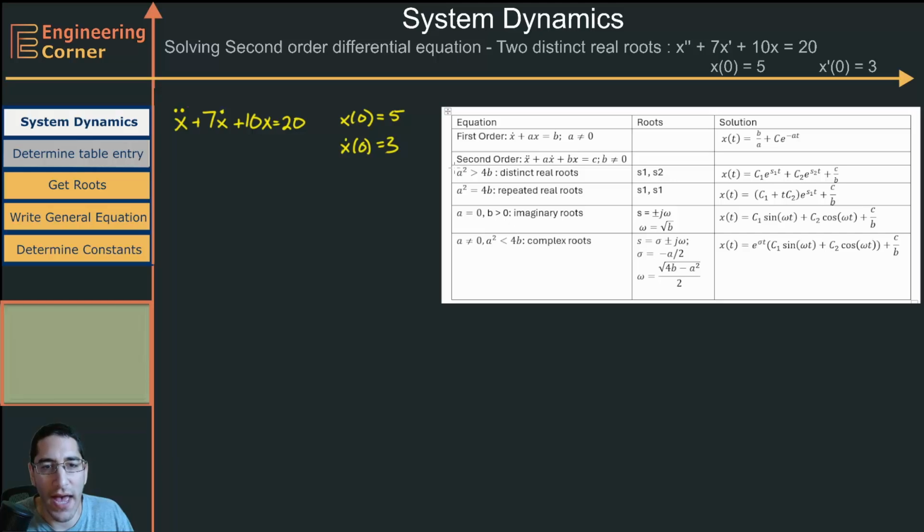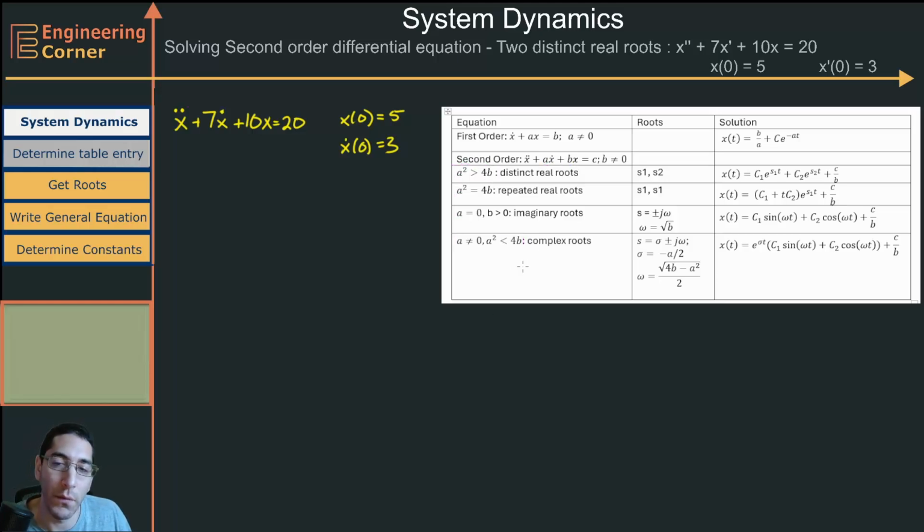And the way we do that is by looking at these conditions right here. We're going to look and see which one of these conditions is true, and that's going to tell us what type of root we have. A is going to be given by the coefficient in front of the x dot. B is going to be given by the coefficient in front of the x.